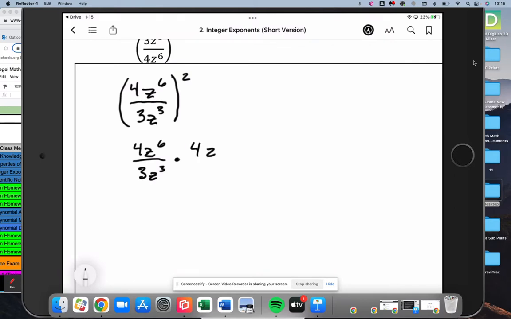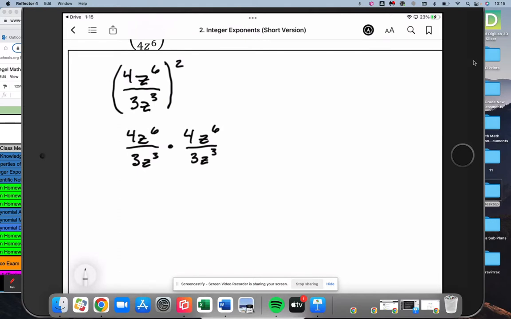So I have 2 sets of these, remember, so 4z to the 6th over 3z to the 3rd. I multiply numerators, I multiply denominators. 4 times 4 makes 16. Z to the 6th times z to the 6th makes z to the 12th. Over 3 times 3 makes 9. Z to the 3rd times z to the 3rd makes z to the 6th. Remember, we add exponents when we are multiplying them together.